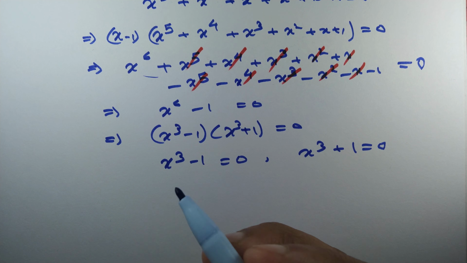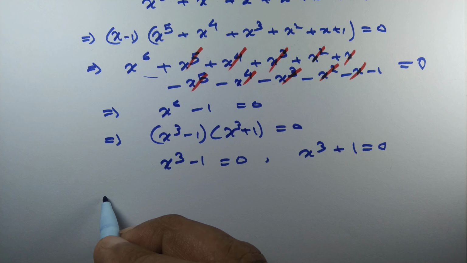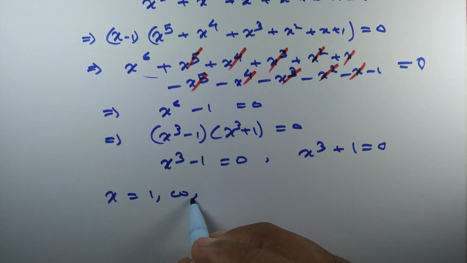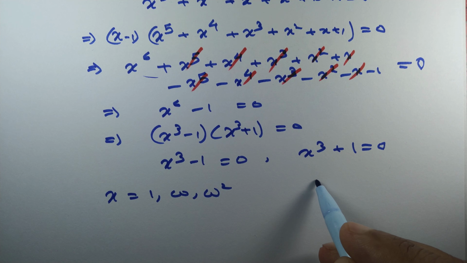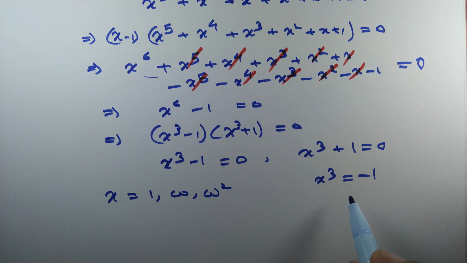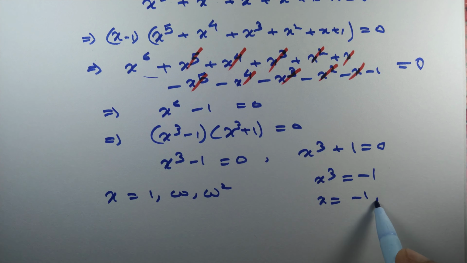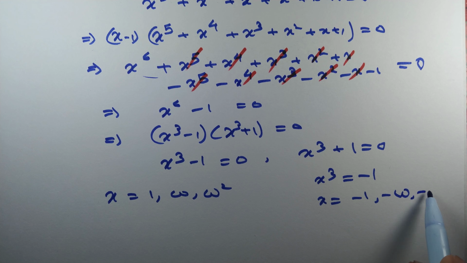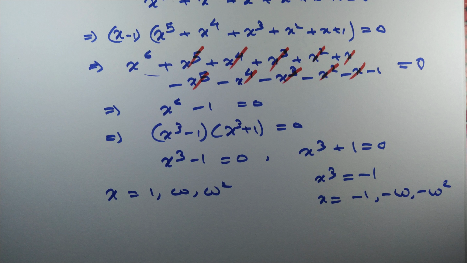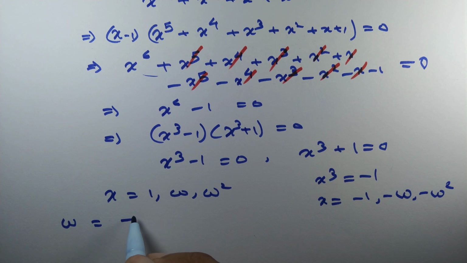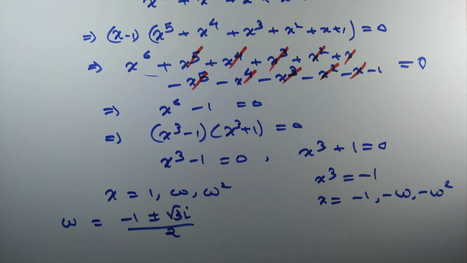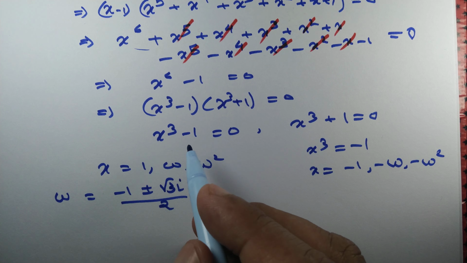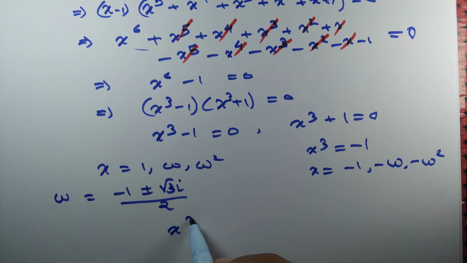Of course, if you know the roots, they are given by x equal to 1, omega, omega square, and in this case x cube equal to minus 1, so roots are given by x equal to minus 1, minus omega, minus omega square. So we obtain 6 roots in complex numbers where omega equal to minus 1 plus minus root 3i by 2. Suppose you do not know, then we first write x cube minus 1 equal to 0.